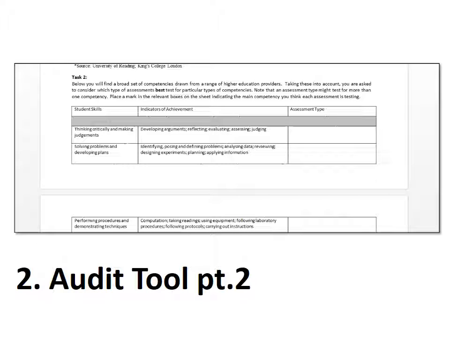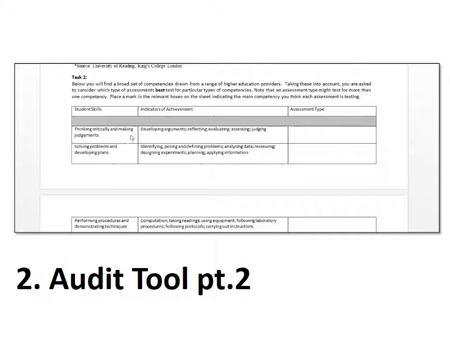Having tried the first part of the audit, where departments assess the overall range and diversity of assessments that they ask their students to complete, we now move on to part 2. This is slightly different. On the left-hand side of the screen, you'll see a range of student skills. These are basically a broad set of competencies drawn from a wide range of higher education providers. An indicator of achievement of these skills is in the second column.